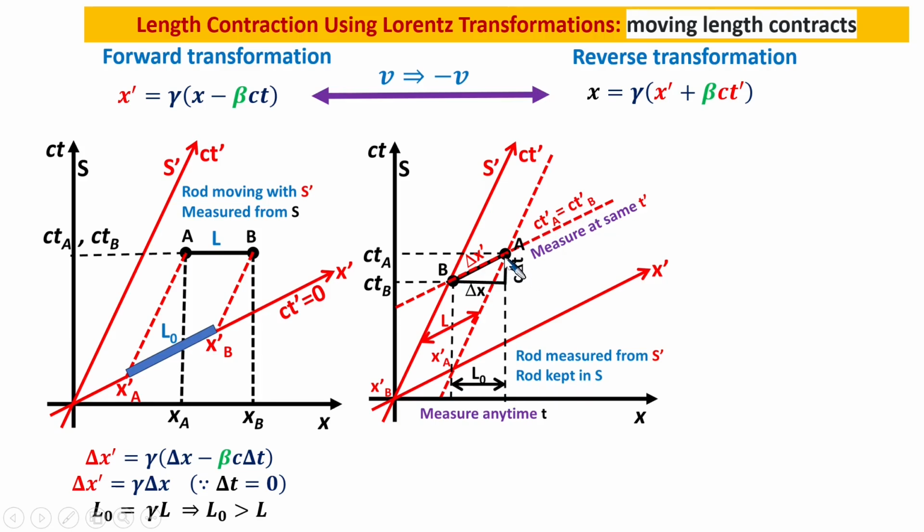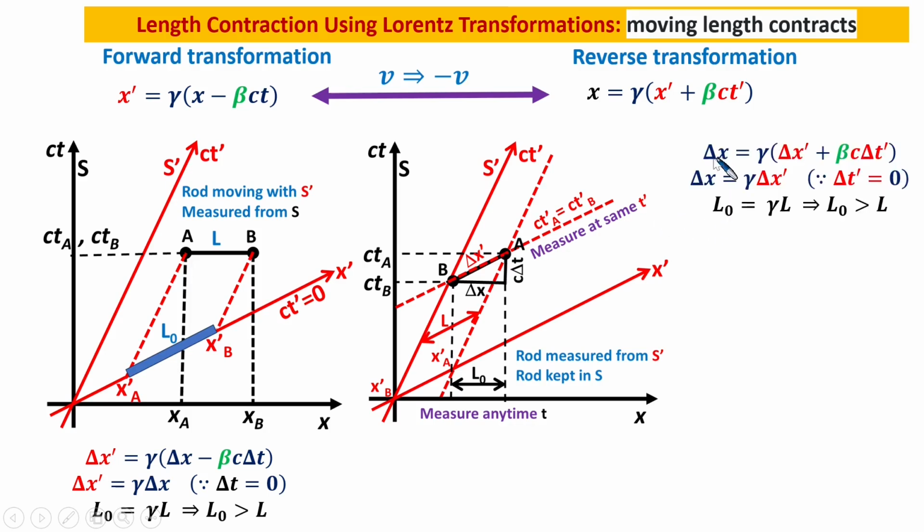Here this time, t prime A and t prime B, is the same time. It crosses the time axis at the same point, so I have written it as measured at the same time t prime. If I again write from here, delta x is delta x prime plus beta times c delta t prime. Now delta t prime, since it is measured at the same time, is 0. So delta x is gamma times delta x prime. So this delta x, your L naught, is gamma times L, where delta x prime is your L. This is the length. Since gamma is greater than 1, L naught by L will be greater than 1, so L naught will be greater than L.